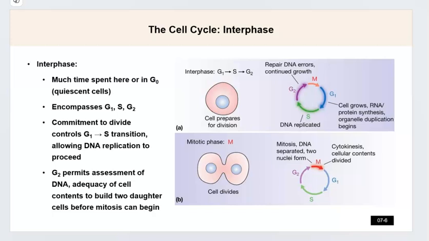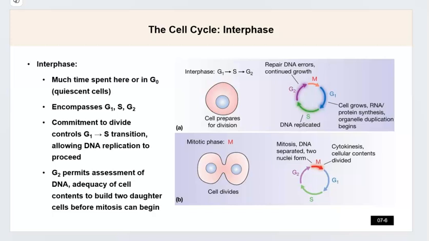Throughout G1, high RNA and protein synthesis rates support cell growth. The organelles such as the mitochondria and the lysosomes will begin their own process of biogenesis in preparation for providing each new cell with the necessary repertoire of organelles that will support cell function. And again, remember, it is during this phase that the cell makes a commitment to completing the remaining steps of cell division.